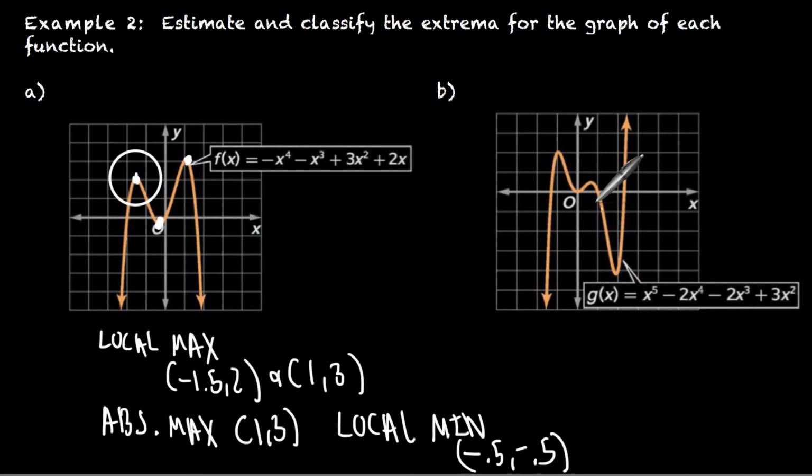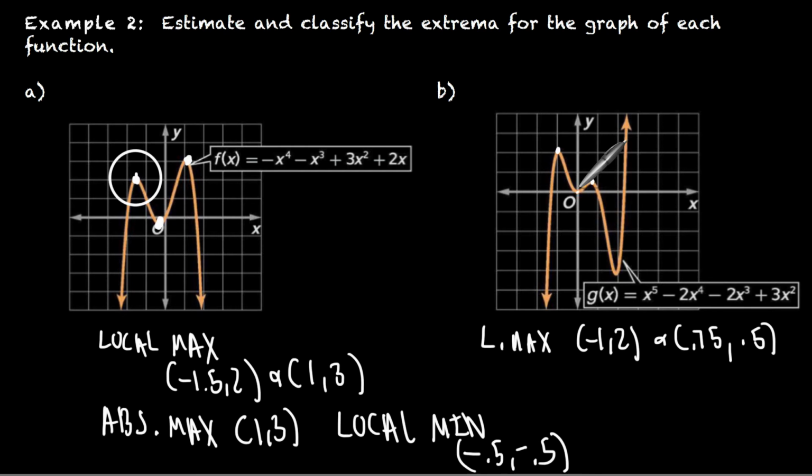All right, and let's do the same for this one. Well, I see a relative maximum there, so I'll call this a local max, and that's going to be at negative 1, 2. There's another little max right there, and that's at 0.75, and it looks like up 0.5.